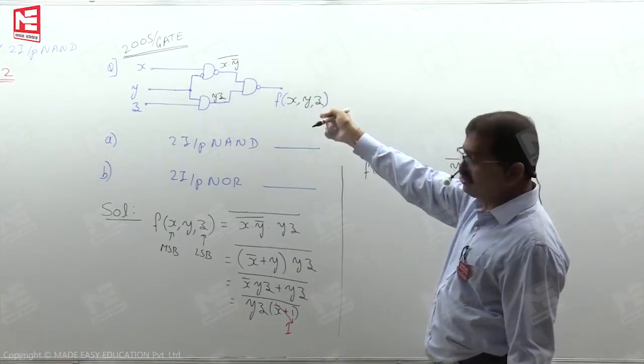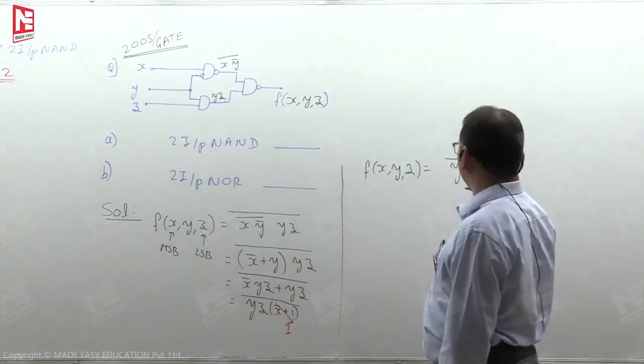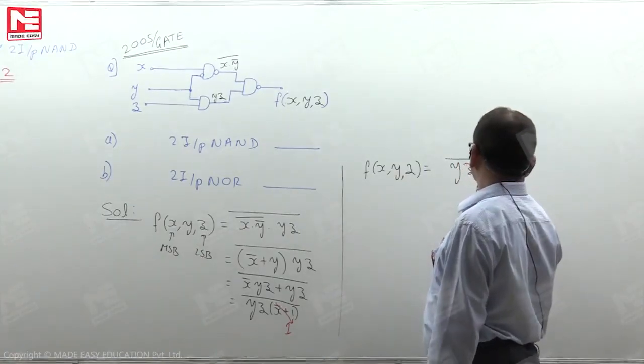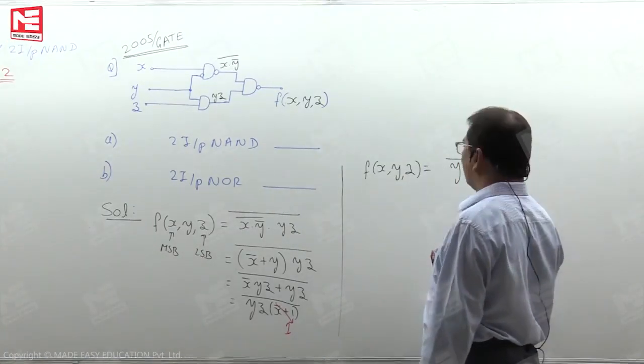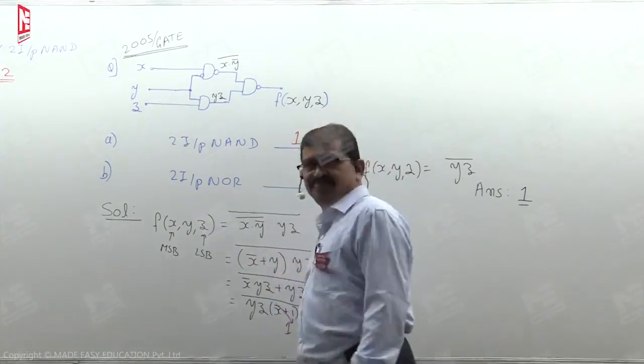Once we are having the YZ whole complement, when we are having this question, what is the function implemented by this logic circuit when you want to implement it using only 2 input NAND gates, definitely the answer to this question is only 1. Direct answer we are looking, the answer to this question is 1.